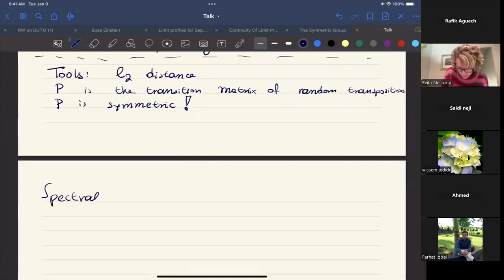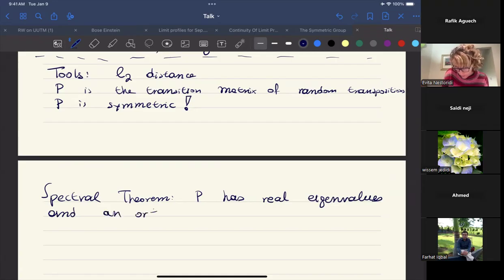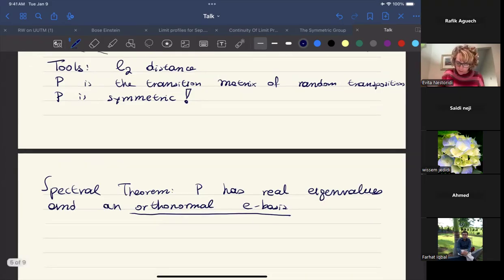The spectral theorem says that P has real eigenvalues and an orthonormal eigenbasis. So I'm going to throw the eigenvectors under the rug for this talk. They do play a role in general Markov chain theory, but I prefer to keep this talk as simple as possible. In terms of the eigenvalues, let's call them beta_i. i runs from 1 to n factorial. Remember, this is an n factorial by n factorial matrix.